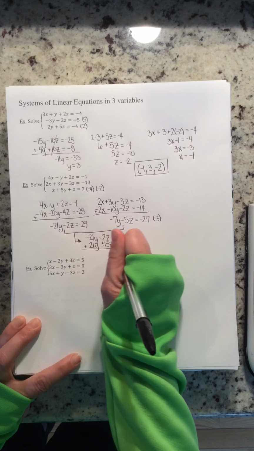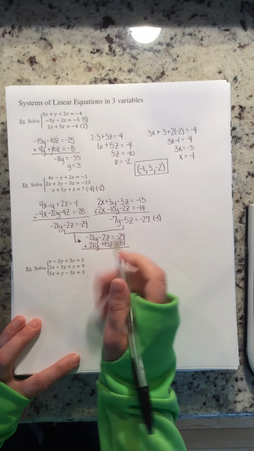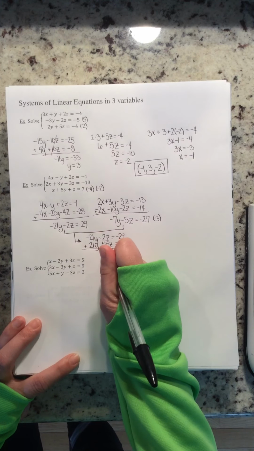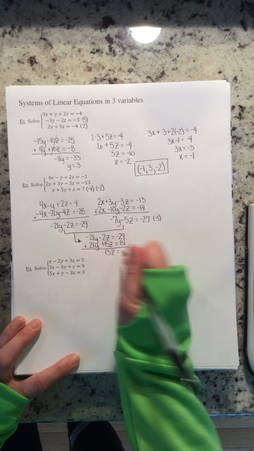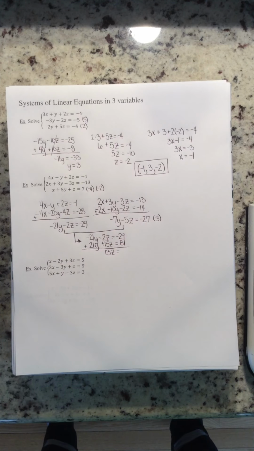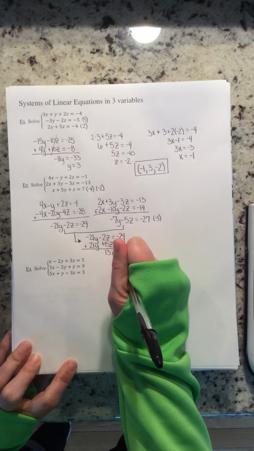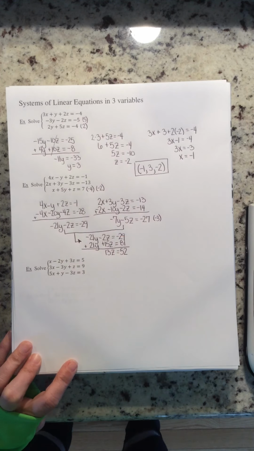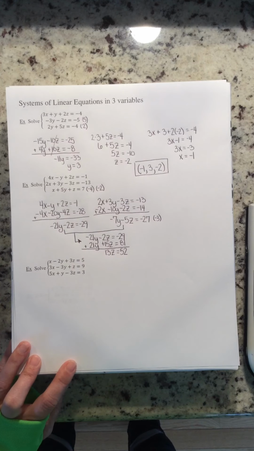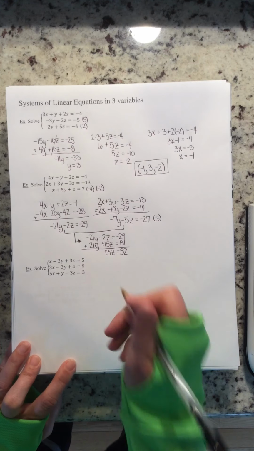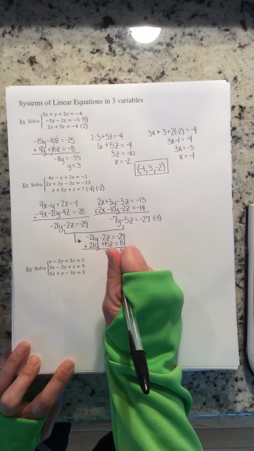Adding the two equations together, the y's eliminate, and this time 13z is equal to 52. Now divide by 13 to see that z is equal to 4.